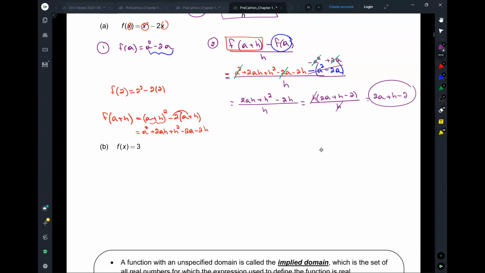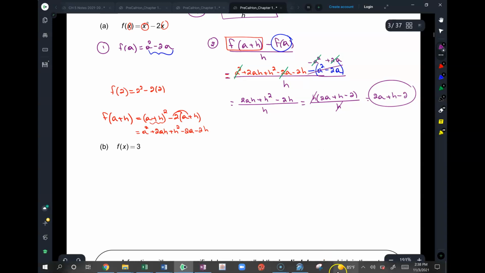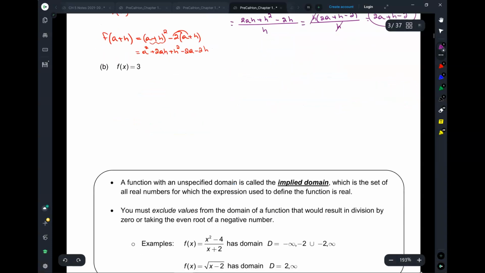All right. So next, what do I have next? Next, I have a completely different function. F of x is equal to 3. Well, let's see what that looks like. F of x is equal to 3. When I graph it, that's like y equals 3. One, two, three. That's what that looks like. Okay? Now, I need to find f of a.